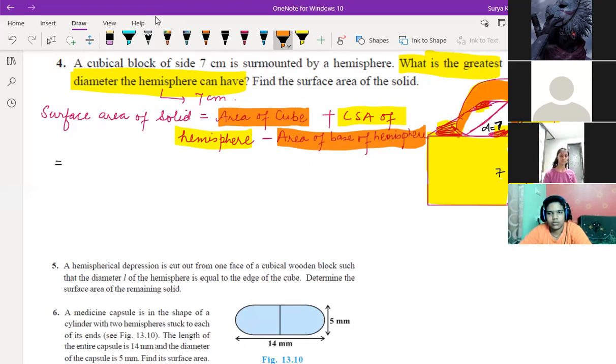Yes, sir. All right. So area of the cube is equal to, what is the area of the cube? Total surface area of the cube, you write here. This looks awkward. You should write TSA of cube, not area. TSA of cube is equal to what can we write, Drishi? 6a square. 6a square plus CSA of hemisphere, 2 pi r square, minus area of base of hemisphere.